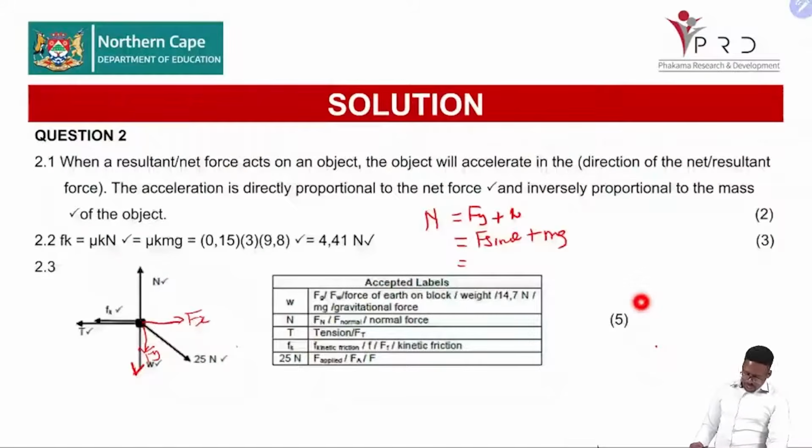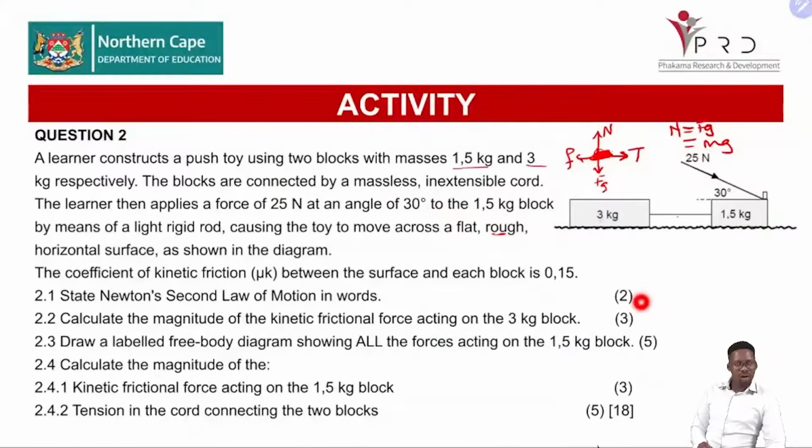Then the final question, calculate the tension of the cord. It's 5 marks. I said when you see 5 marks, 6 marks, 7 marks, you must say F net is equal to ma. Say F net is equal to ma. So when you see 5 marks, F net is equal to ma. How many objects are we having? 2. So you're going to have F net is equal to ma for 3 kg and F net is equal to ma for 1.5 kg.